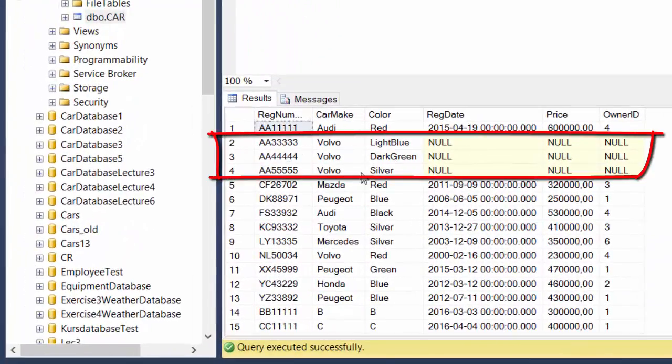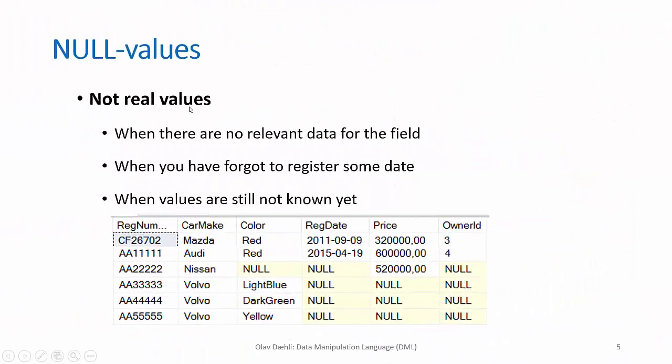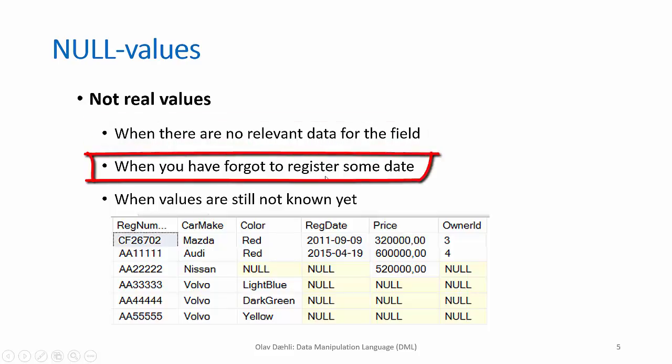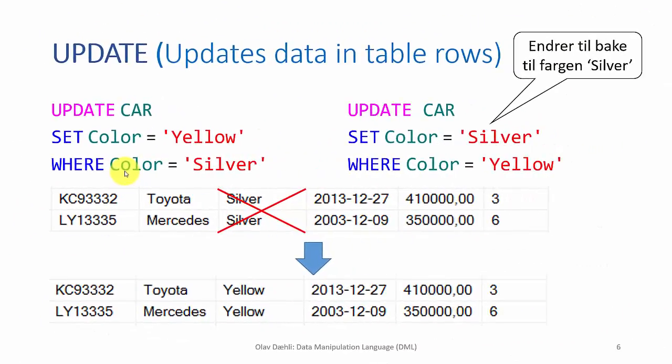And since I only inserted the data in these 3 columns, then the 3 other columns will only have null values. And as we have said earlier, null values are not real values, but they are used when there are no relevant data for the field, or when you have forgot to register some data, or when the values are still not known yet. When we want to change data, we use the update statement.